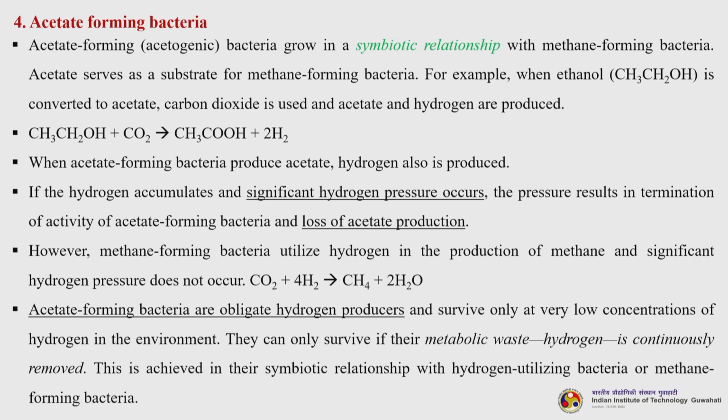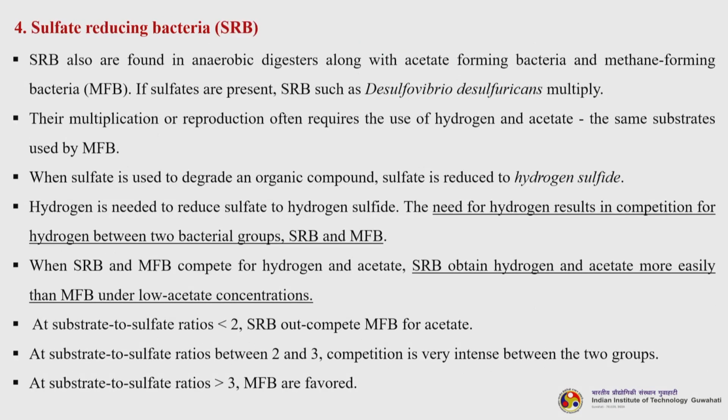Acetate forming bacteria are obligate hydrogen producers and survive only at very low concentrations of hydrogen in the environment. They can only survive if their metabolic waste, that is hydrogen, is continuously removed or consumed by other microflora. Now, this is achieved in their symbiotic relationship with hydrogen utilizing bacteria and or methane forming bacteria. So, the next is sulfate reducing bacteria.